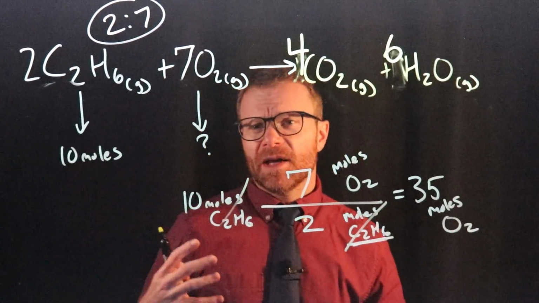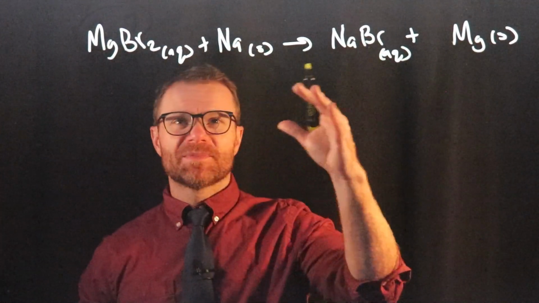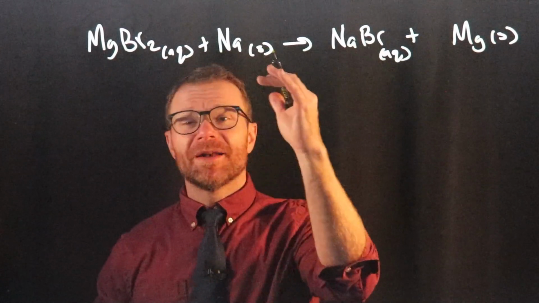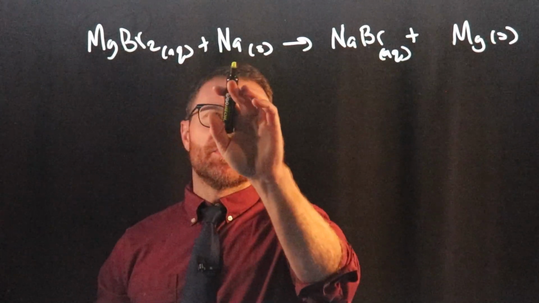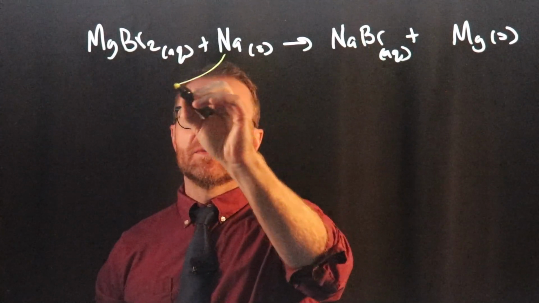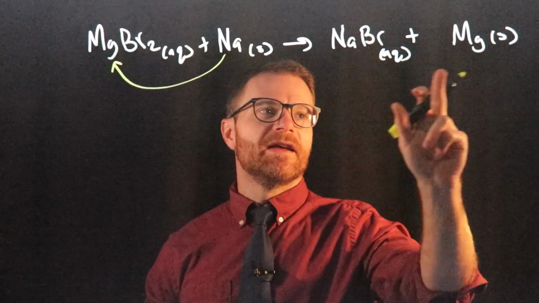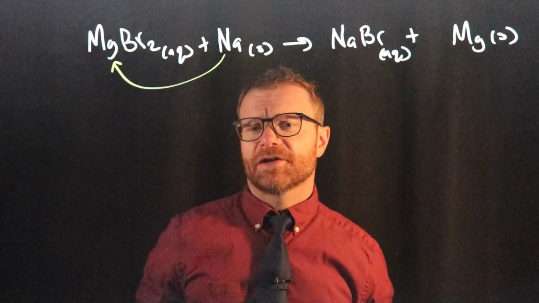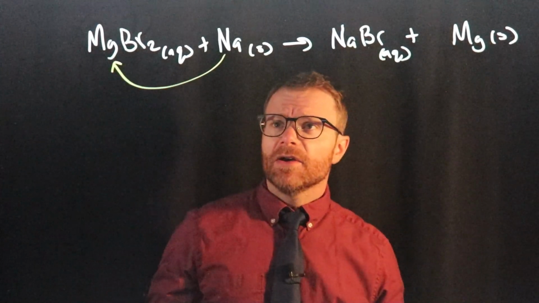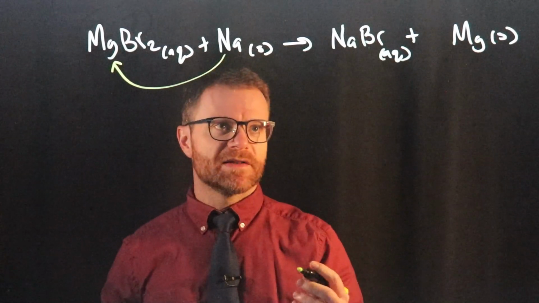Okay, we'll look at one more example, and then I think you'll pretty much have this concept well in hand. Here we have the single displacement of magnesium bromide by sodium metal. Basically, if you have a solution of magnesium bromide, you put in some solid sodium metal, that sodium's going to go in, kick out the magnesium, and you're going to be left with sodium bromide and free solid magnesium. You'll learn about these different reaction types later. The important thing here is, hopefully by now you've noticed, it's unbalanced. So let's balance this sucker.